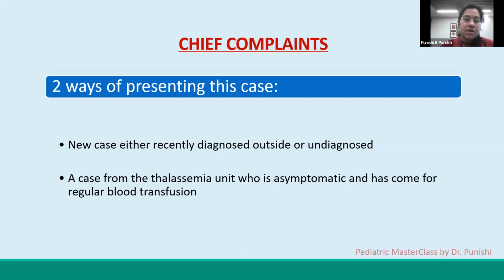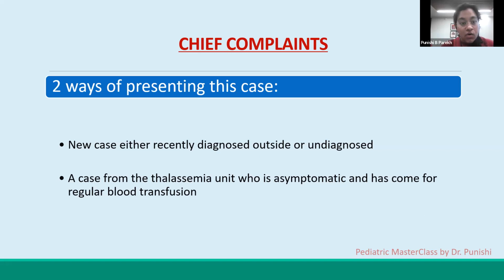The first way is going to be like, it's a new case that's presented for the first time with these complaints of anemia, pallor, abdominal distension, etc., and has not been diagnosed or probably has been diagnosed outside and has been referred to you. That is one way of how this case might present.